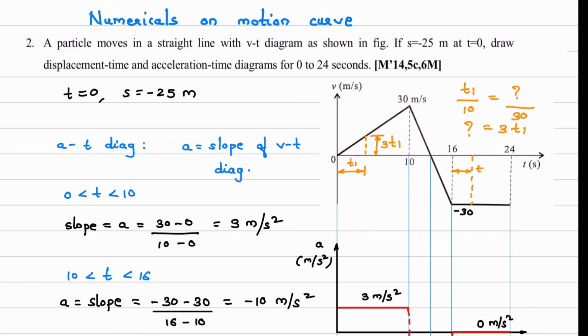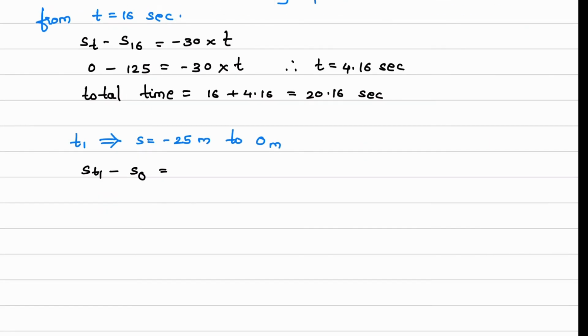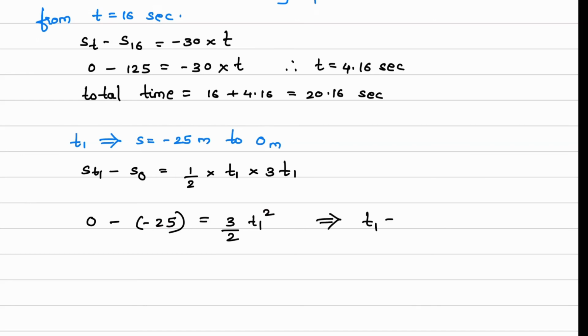So what is the area of this triangle now? Half into T1 into 3 T1. S at T1 is 0 and S0 is minus 25, so 25 is equal to 3 by 2 T1 square. So from here we can calculate T1, which is equal to 4.08 seconds.